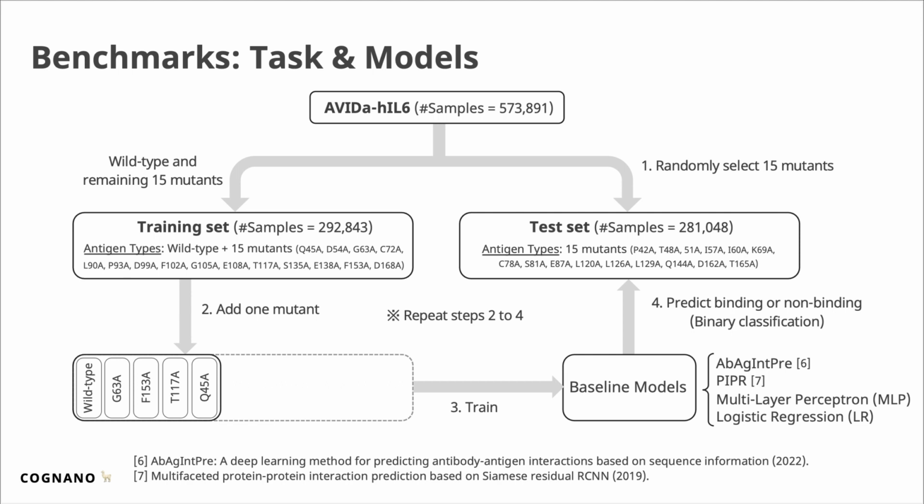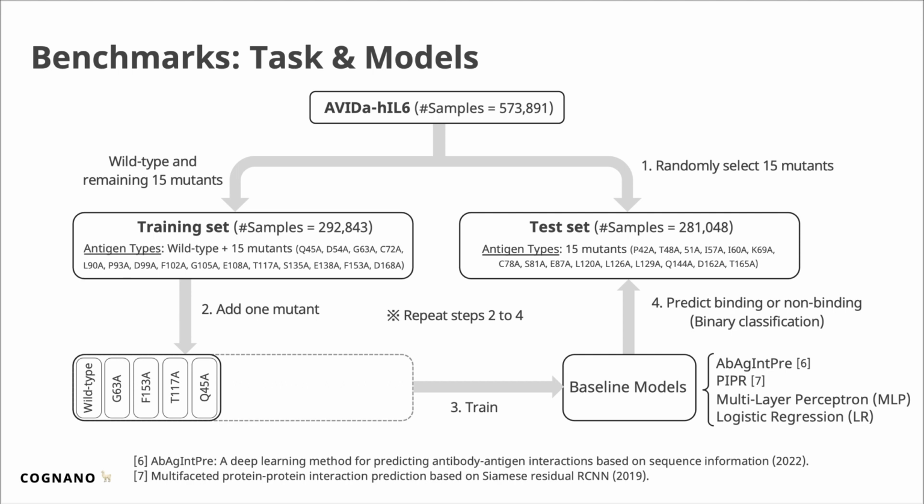And we reported benchmark results on our dataset by using machine learning models. Our experimental scenario assumes that antigen mutants emerged one after another, and we want to predict antibody candidates that will bind to future emerging mutants according to the binding information that has already been observed. To do so, we randomly split the dataset into training and test sets based on antigen types.